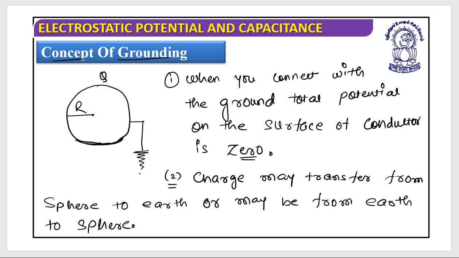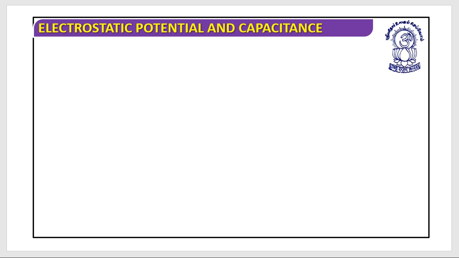But when we say that my sphere is connected with the ground, I am pretty sure that my potential on that surface would be zero for sure, 100%. This is sure shot. I hope these things are clear to you. Is it? So let's have a look at the applications of this. Let's say suppose this is one sphere and this would be the other.